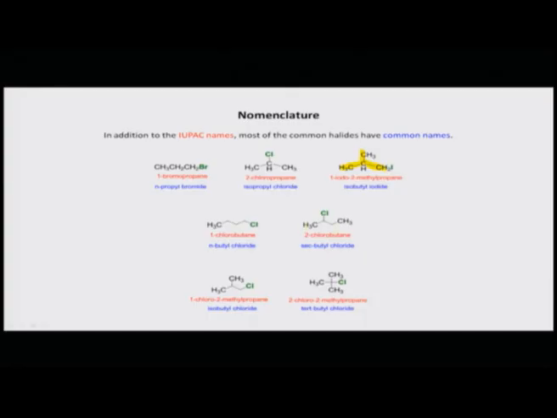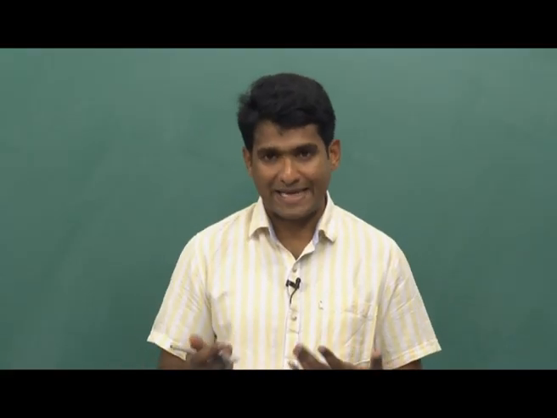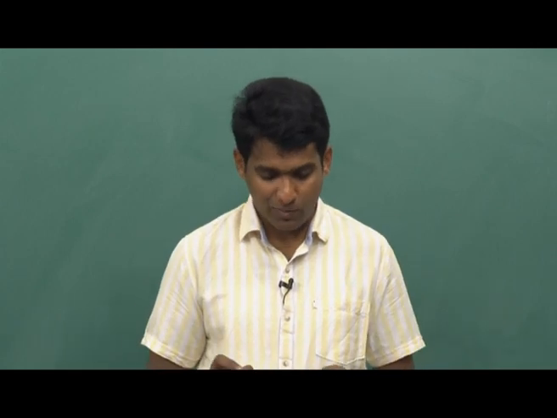So we would always start naming from here. Butane because there are 4 carbons in the chain, 2 because the chlorine is attached to the second carbon, chloro because it is a chlorine. If I replace chloro with bromine, it would be 2-bromobutane and so on. And the common name of this compound is secondary butyl chloride, sometimes written as S-butyl chloride, because here in butane the chlorine is attached to a secondary carbon atom, a carbon atom that is attached to 2 alkyl groups. So it is called a secondary butyl chloride in its common name.